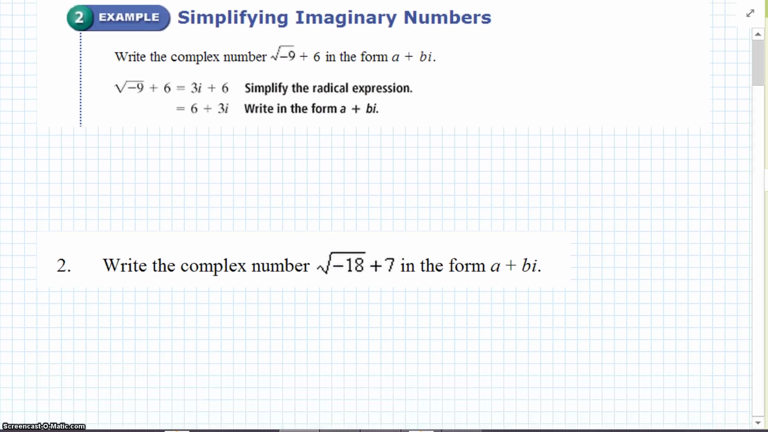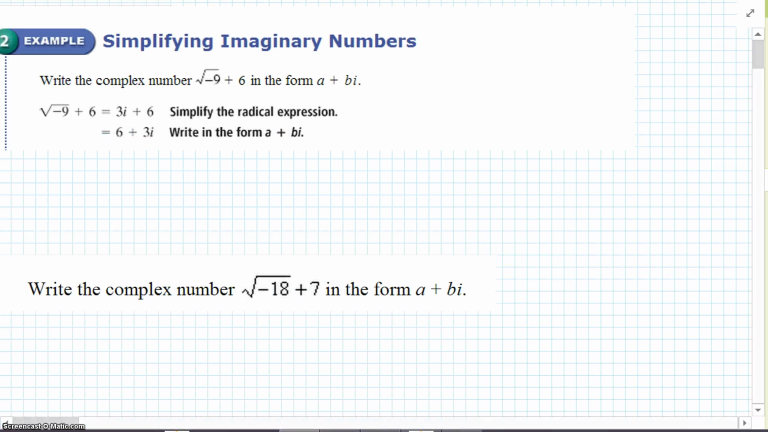Simplify imaginary numbers. Write the complex number square root of -9 plus 6 in the form a plus bi. Well, step 1, I'm just going to flip it. So I got 6 plus the square root of -9. Remember, that negative sign just means I, so square root of 9. What's the square root of 9? 3. So it's just going to be 6 plus 3i.